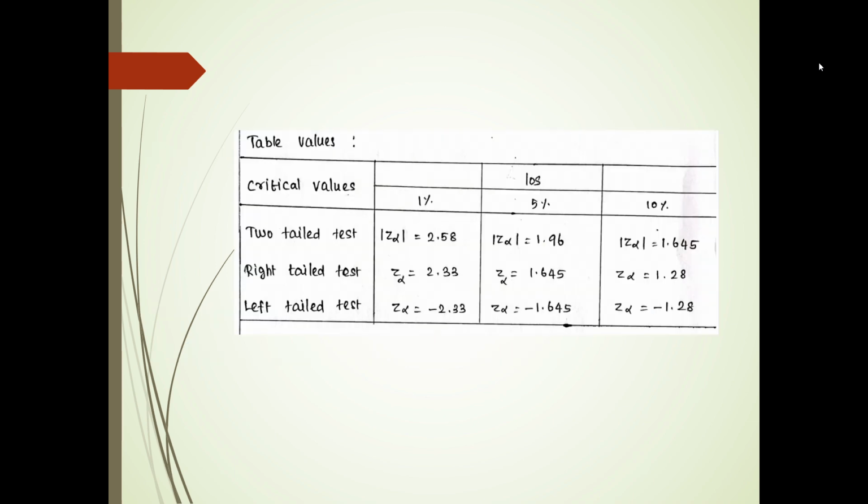This is the table of values of Z alpha. So Z alpha values are 2.58, 1.96 like this. If it is two-tailed test and 1% level of significance, the value of Z alpha is nothing but 2.58. Suppose it is 5% level of significance, left-tailed test, means Z alpha value is minus 1.28. These are all the values of Z alpha.